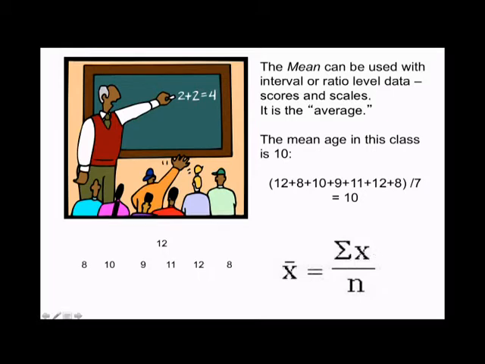This X refers to all of the scores, all of the ages in this case, and the N is always used to refer to the number of scores. So this formula just says take the sum of all the scores and divide by the number of scores, and that equals X bar, which is the symbol that we use for the sample mean.